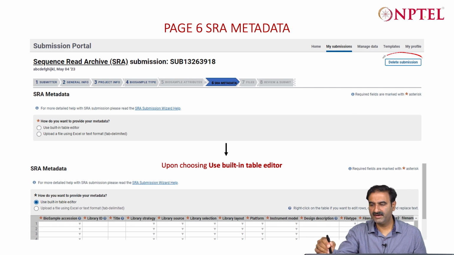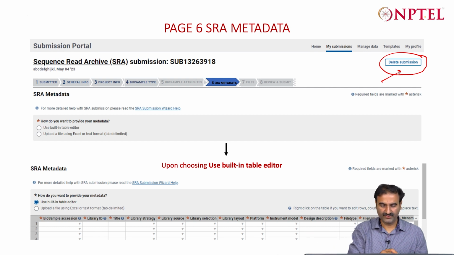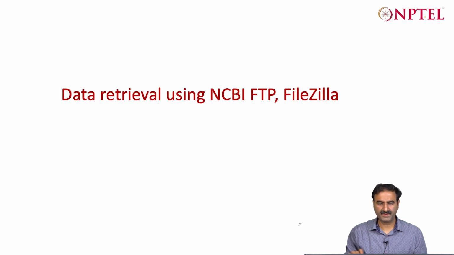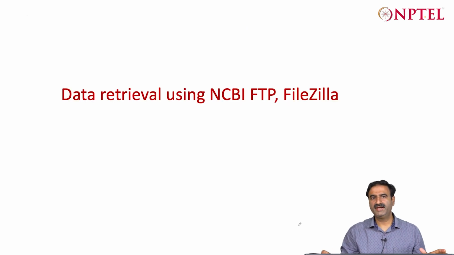Here it is also mentioning delete submission: if you do not want to submit, you can delete it using this tab. So this is the table editor. After that you will be uploading the files, and after successful uploading, they will review and provide an accession number. Generally within 24 to 48 hours your accession number comes, if it is not a weekend or a holiday. So this is all about the data submission.